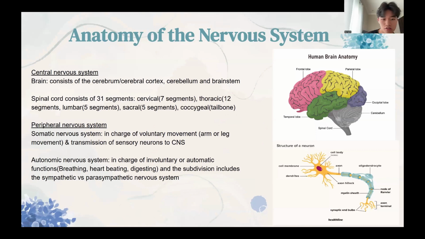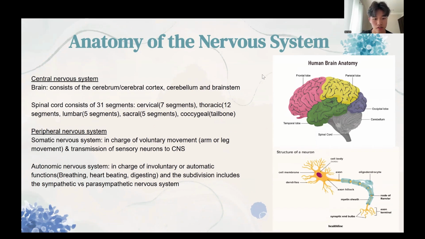Okay, so first off, we're going to be going over the anatomy of the nervous system. The nervous system consists of two parts, the central nervous system and the peripheral. Within the central nervous system, there's the brain and the spinal cord. The brain consists of the cerebrum, cerebral cortex, the cerebellum, and the brainstem.